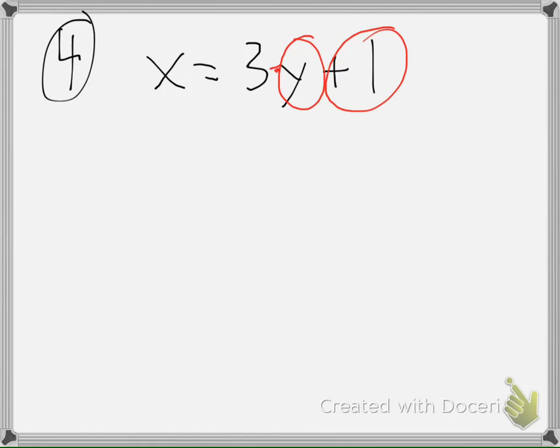Whatever's the last thing you would do, if I knew what those numbers were, I'd multiply and then add last, so that's the first thing I undo. So I'm going to get rid of the adding by subtracting.